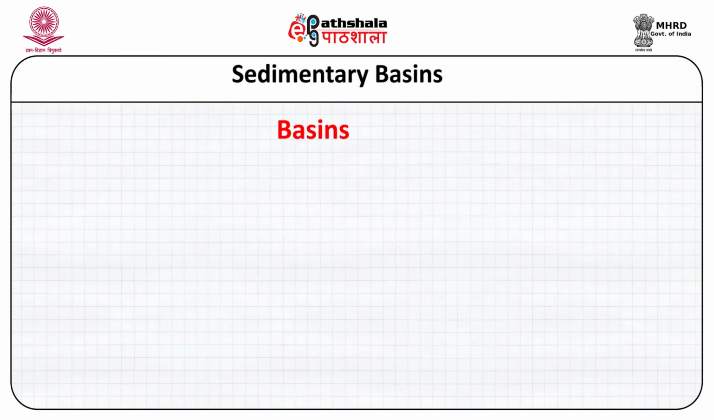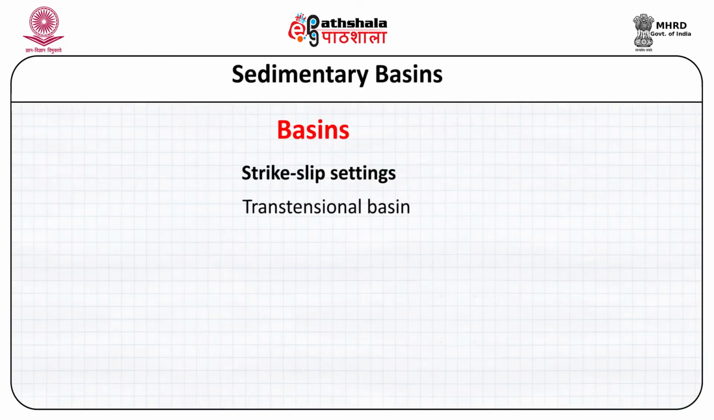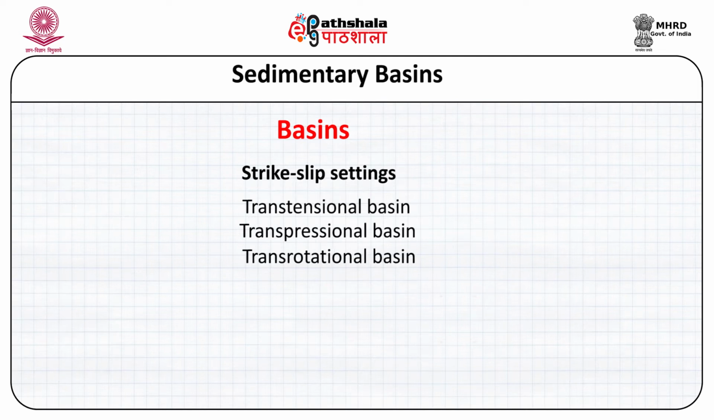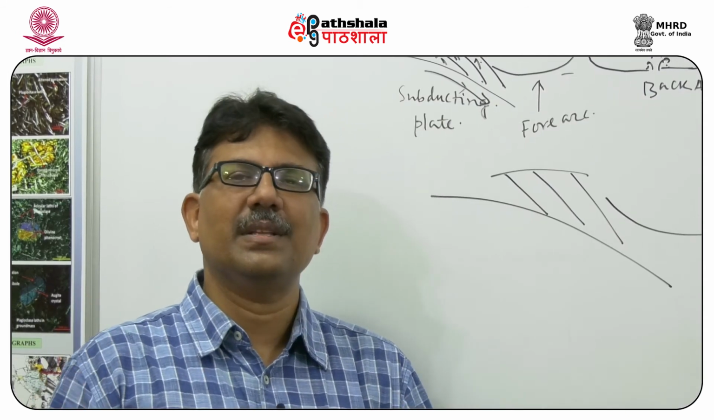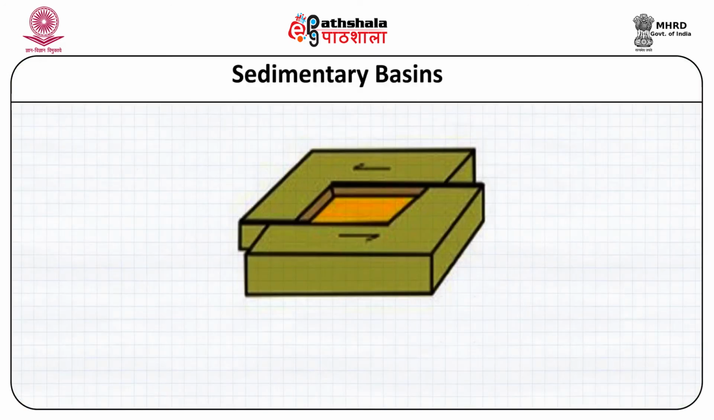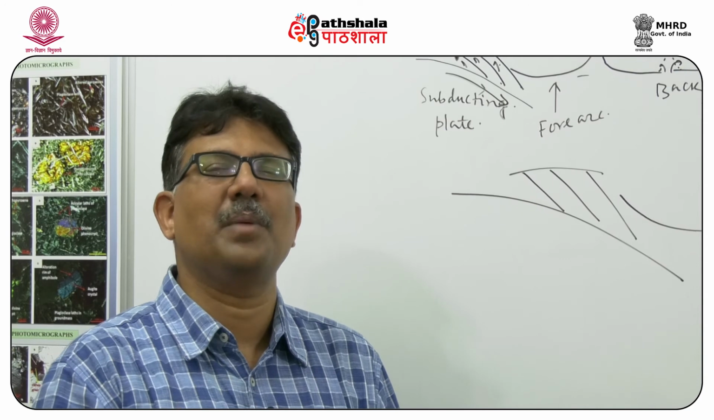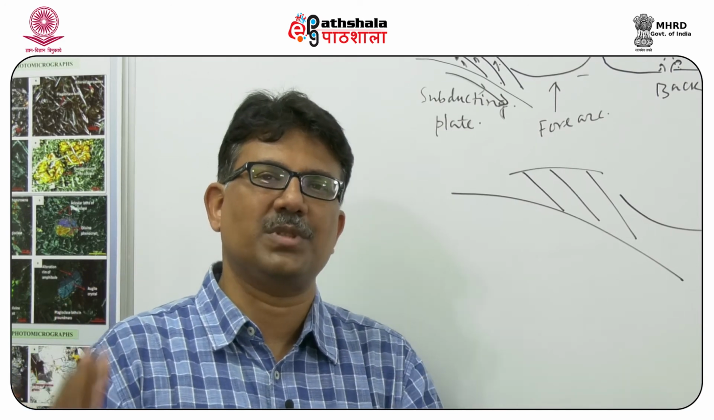Now we come on to the strike slip setting. In the strike slip setting, there are three different kinds of setting. One is a transtensional basin, one is the transpressional basin, and the transrotational basin. Now the transtensional basin is a fault bounded basin. These basins subside very easily, and there is a large scale subsidence, the geothermal gradient is high, and they are fault and extensional margin on the two sides.